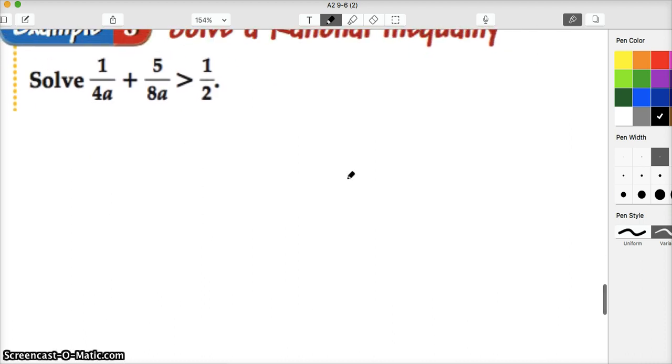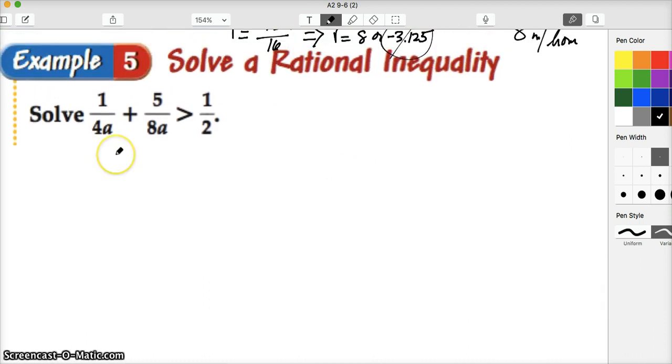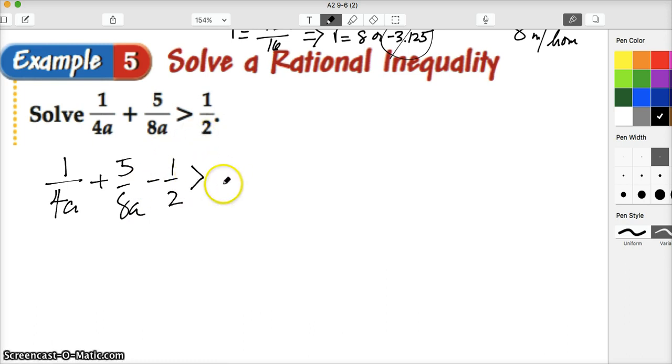All right, let's go ahead and do this final one. So here we have to solve a rational inequality. So when you're dealing with an inequality, oftentimes it's really convenient to compare your number or your rational expression to 0. So what I'm going to do is alter this a little bit. I'm going to write 1 over 4a plus 5 over 8a, watch this, minus 1/2 is greater than, well, if I subtracted 1/2 from both sides, I've got 0 here. And this is going to be convenient, and you'll see why.